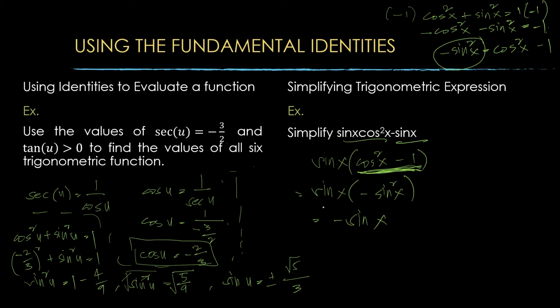Negative sine of x squared. It's basically the same with this one: x squared multiplied by x. What do you get? Sine of x cubed. Any questions?